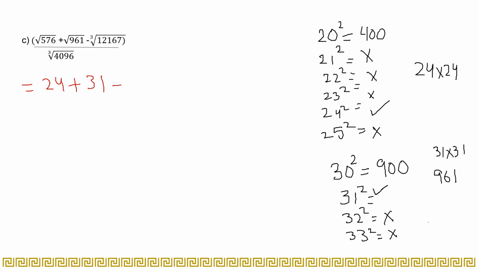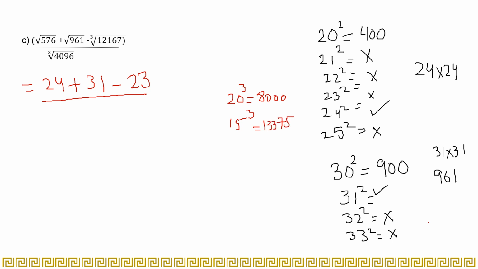And now the third term is cube root of 12167. Now this is the term which we solved in part B, and we got 23 for the cube root of this number. You can check it again. Divided by, what about 4096? You have to check for the cube root of 4096. Again, this number is not that great, so you can try 20 cube. 20 cube gives you 8000. 8000 is much bigger than 4096, so you can directly go to 15 cube.